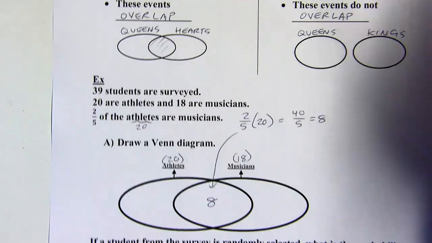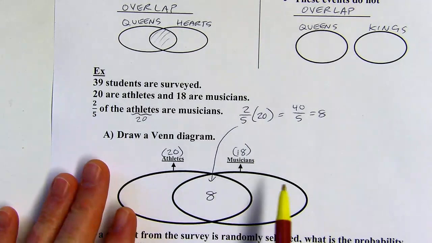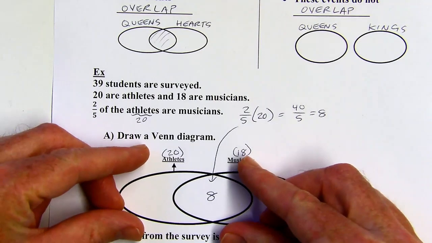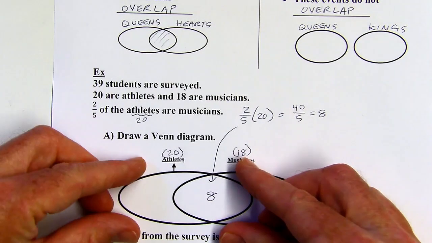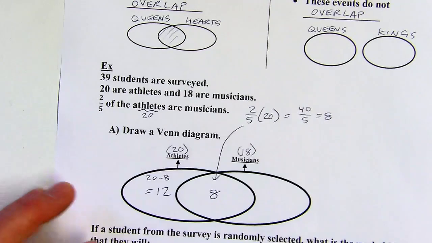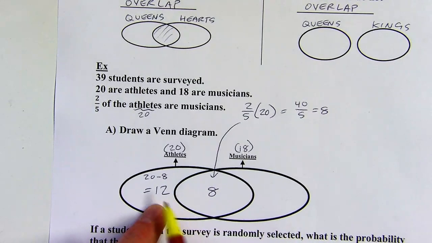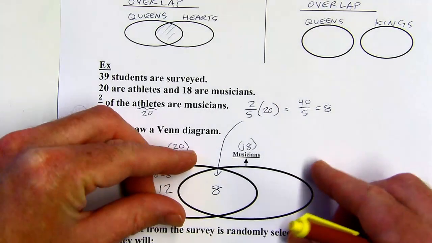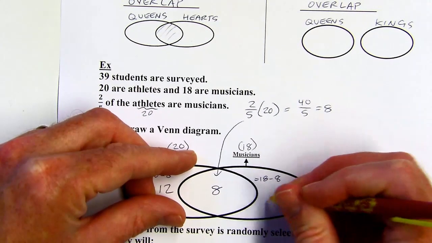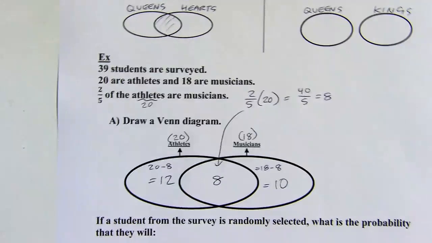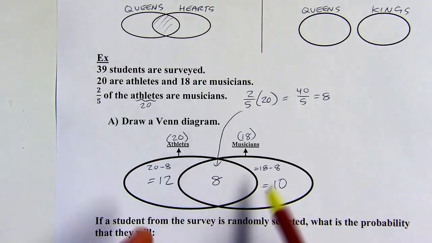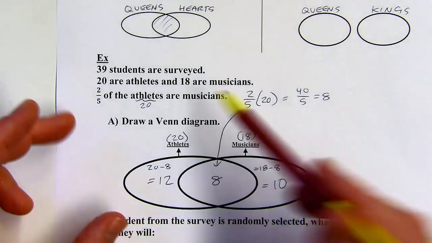Okay. Now that I've got that overlap group, I can fill out the rest of this Venn diagram. If I look at just this circle, I've got 20 total in the athlete circle. 8 of them are here. So 20 minus 8 means there's 12 students that are athletes but not musicians, right? And we can do the same thing over here. If I look at just this circle, the total is 18. I've got 8 in that category, so 18 minus 8 means there's going to be 10 students in that spot, okay? So then we've got one more group because we've got students presumably that are not athletes and also not musicians that are in the surveyed group.